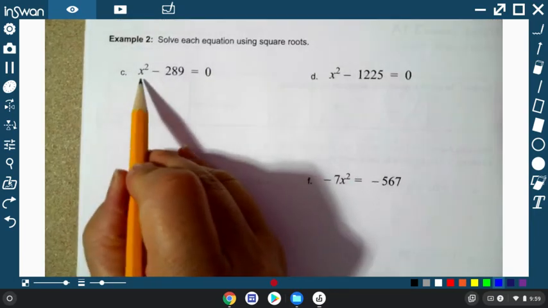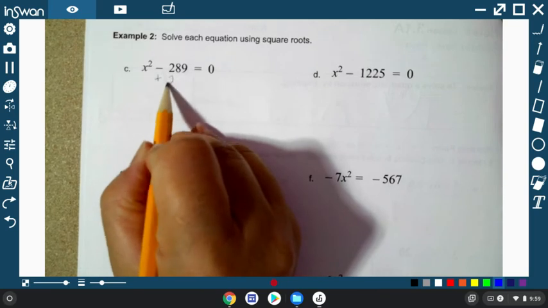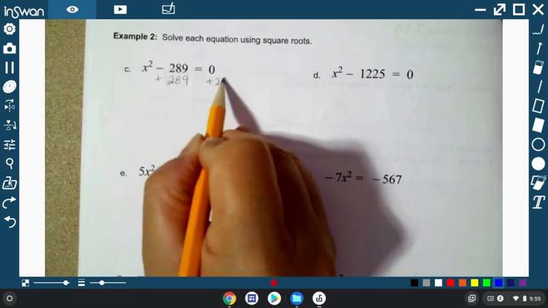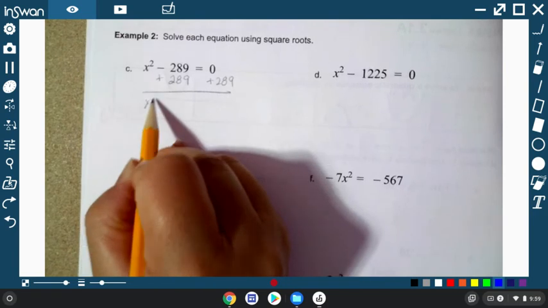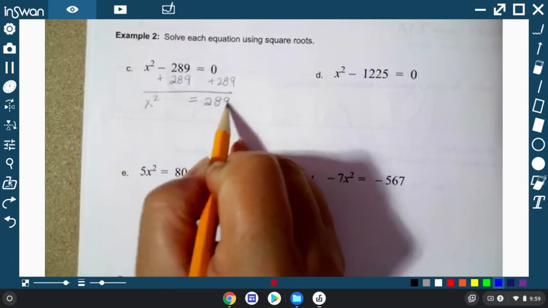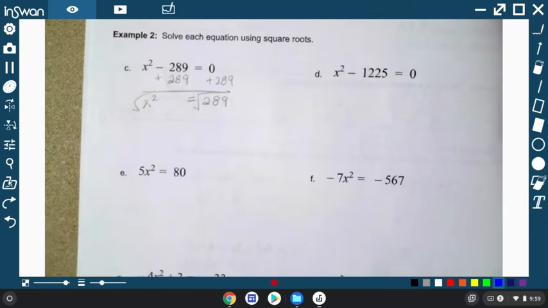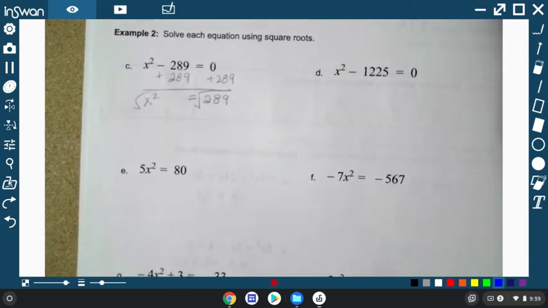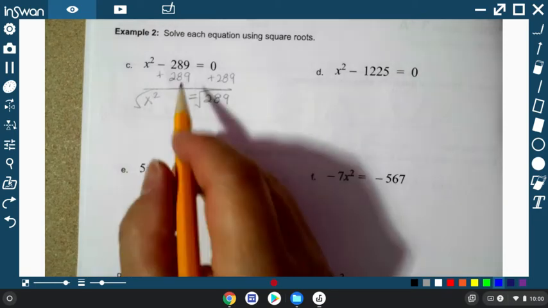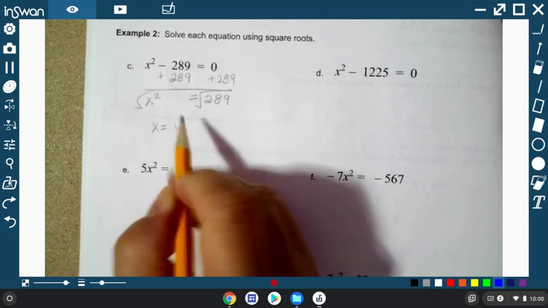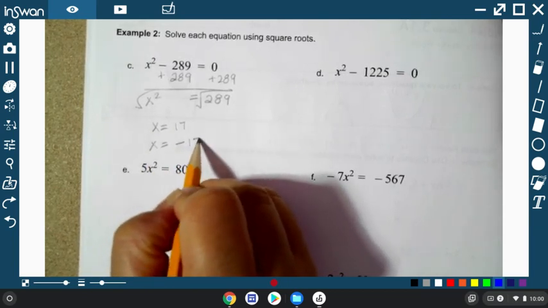So letter C, step 1 is to isolate. I have this number here, so I'm going to add 289 on both sides. And now I have x squared equals 289. Now I'm ready for square root. Step 2 is square root of that 289. And square root of 289 actually is a perfect number, thank goodness. It's a perfect number, and that number is 17. So x equals 17, but x also equals negative 17.